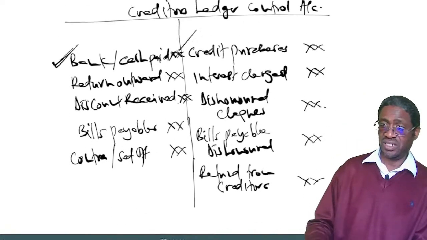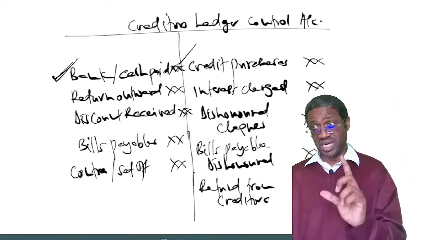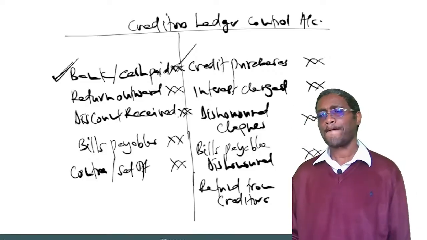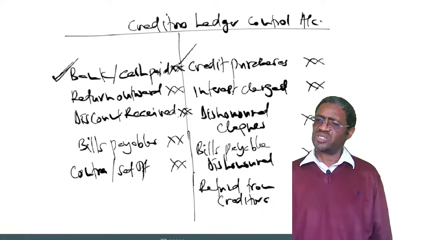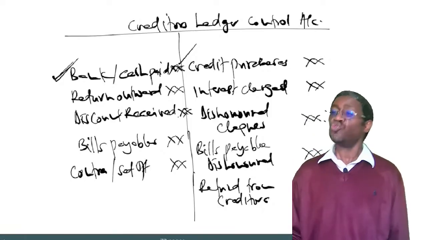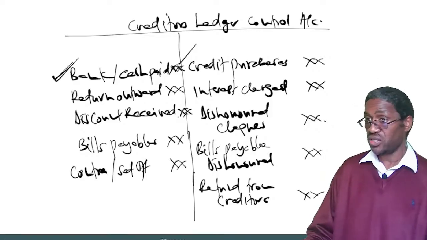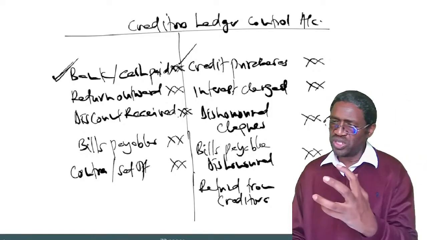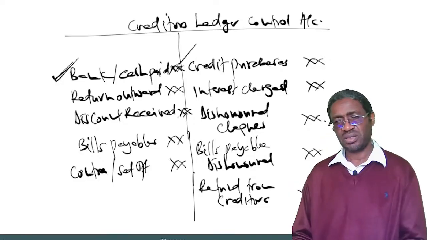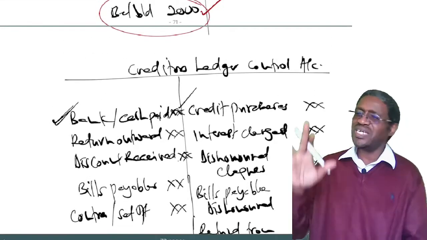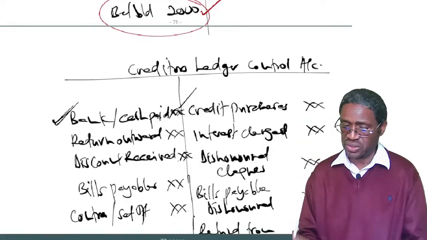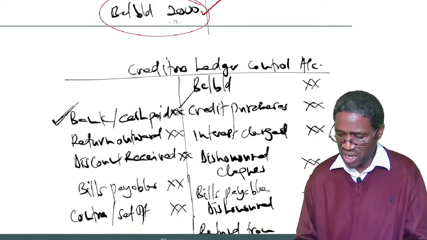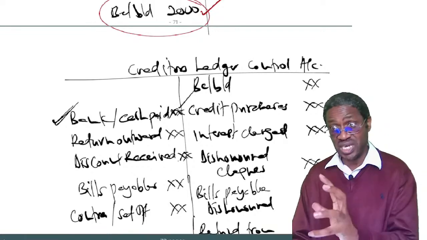Now, again, let me go back to the opening balance. By the beginning of this year, you owe your suppliers 10,000. That amount that you owe to them is always a liability. A liability is always a credit balance, so you bring it down on the credit side. Whatever you owe them by the beginning, it's a liability.